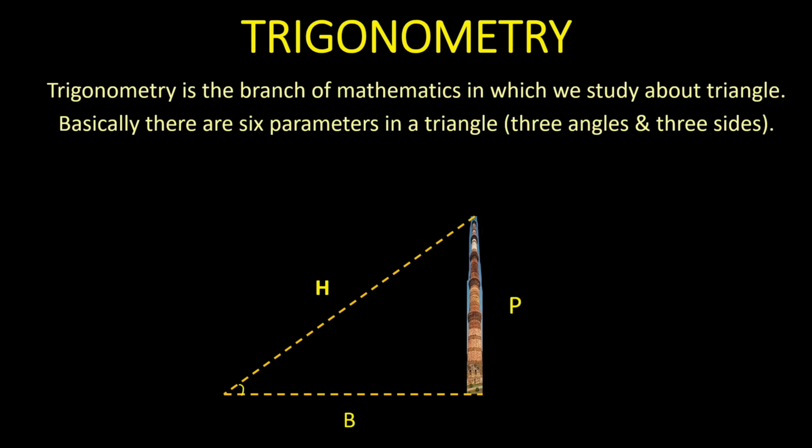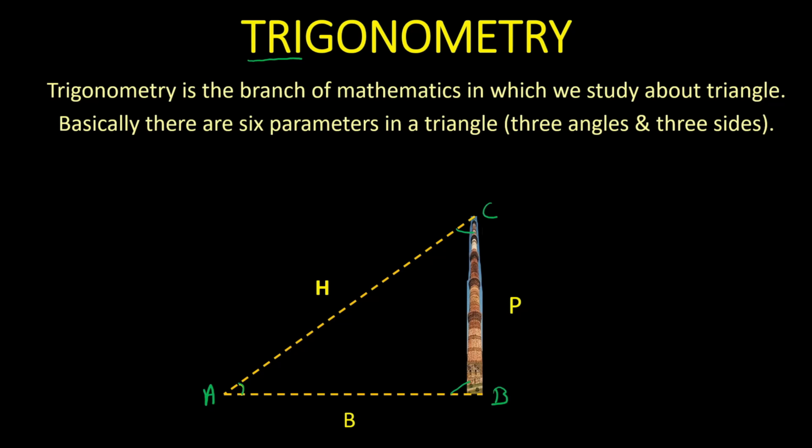Why is it called trigonometry? It means the measurement of triangle. The measurement of triangle is called trigonometry. Tri means three. It has three sides. A, B, C. It has three sides and three angles.